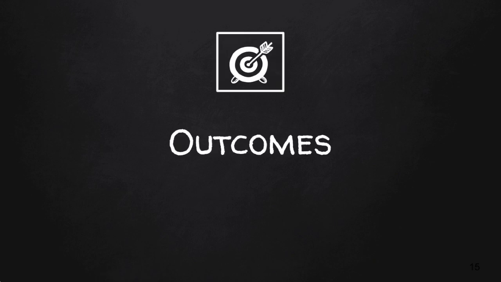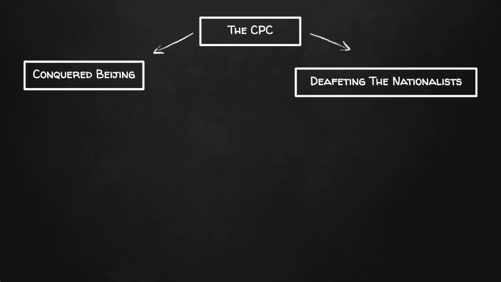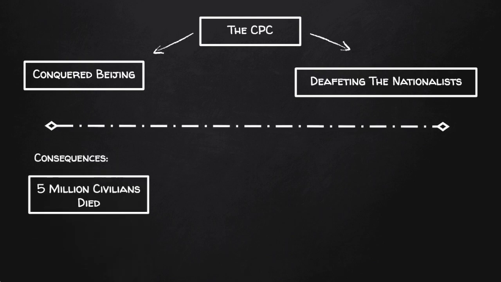Outcomes: the CPC eventually conquered Beijing, winning the war and defeating the nationalists. However, as a consequence of the conflict, over 5 million innocent civilians died. The Chinese cities were also destroyed in the process.